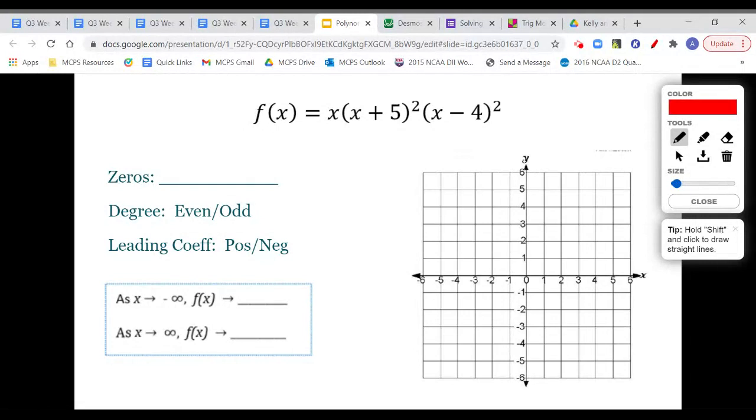All right, now that you've paused the video and done this yourself, I'm going to go over it. So first things first, we're going to find the zeros. Remember, I'm going to find one zero from each factor. So I have underlined my three factors. The first factor is just an x.